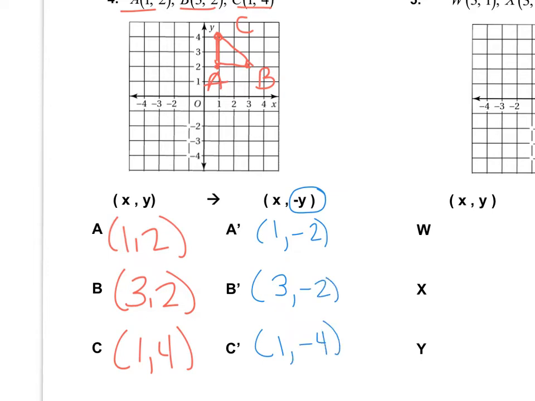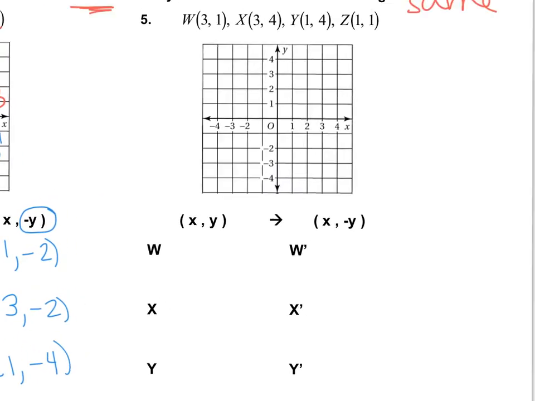So now I'm going to graph these coordinates right here. All right, so 1, -2 is right there. 3, -2 right here. 1, -4. Connect them and label them correctly. So this would be A prime for that point, B prime for this point, and C prime. And that is a reflection over the x-axis. If we were to take our paper and fold it on this line, the line of reflection, x-axis, the original image would end up on the reflected image.